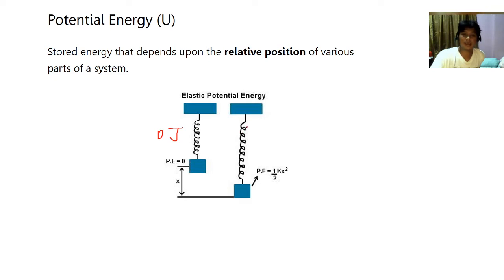Here, the spring is stretched, so we assign it a value greater than 0 joules depending on the properties of the spring and how far it is stretched. And that is dictated by the formula right here. Maybe we just put 40 joules, right? The important thing is you assign different values because the parts of the system are at different relative positions.